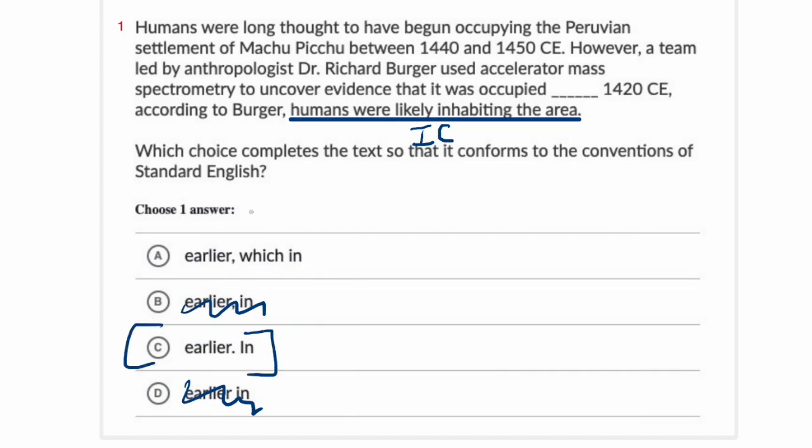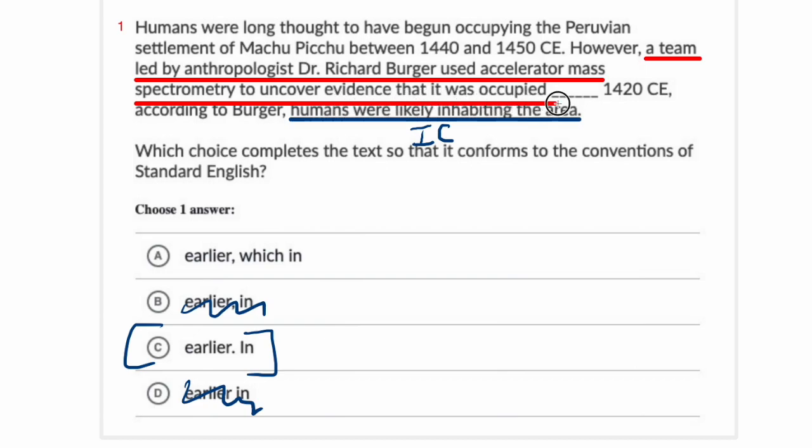The answer is going to be C, and I'll come back and mention something about A in just a second. The reason it's going to be C is this. We have this as an independent clause: a team used this technique to uncover evidence that it was occupied earlier. Namely, that it was occupied earlier, and then we're going to have a period. That's an independent clause. And then this portion here that I'll put in green is just a prepositional phrase and some kind of interruption. The main thing that tells us we need something stronger than just a comma is the fact that we have two independent clauses and we don't have any FANBOYS conjunctions: for, and, nor, but, or, yet.